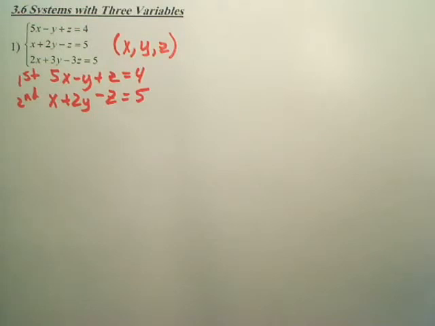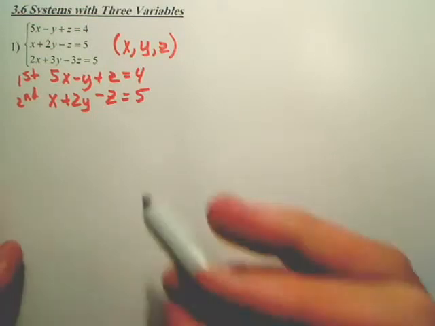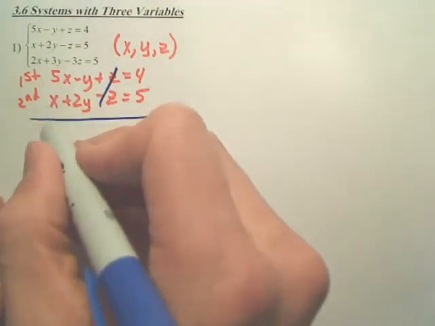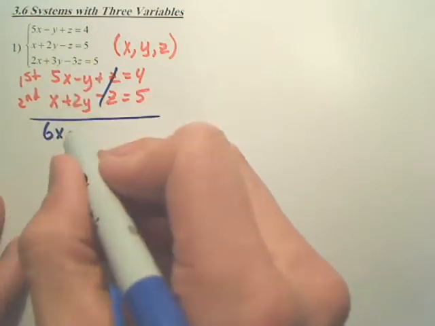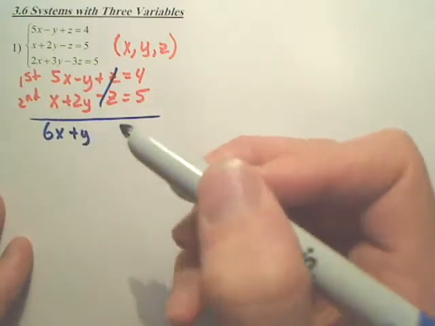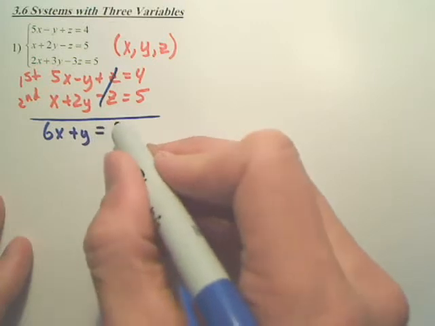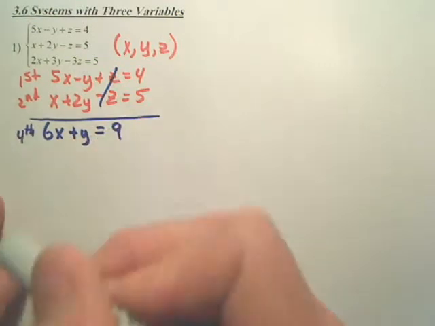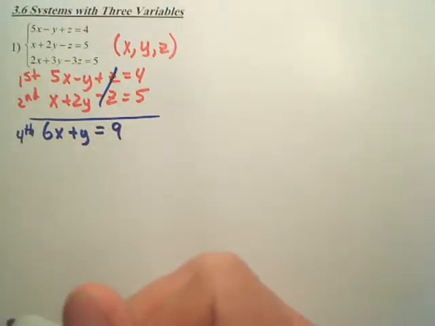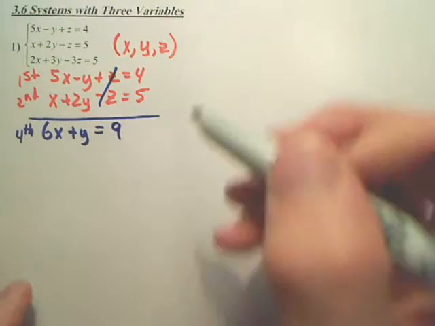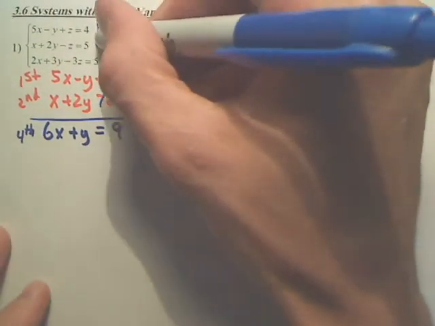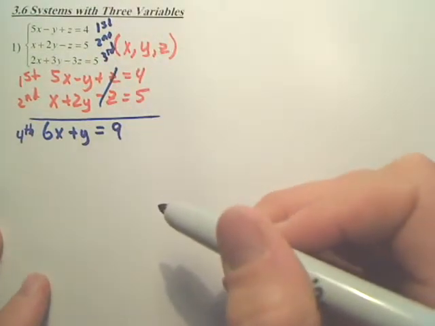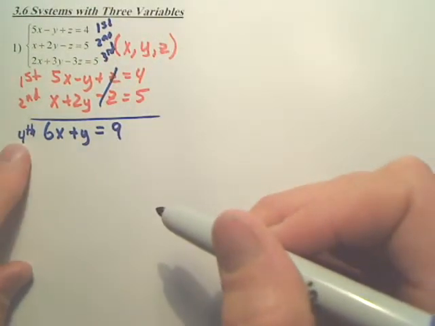This one's a really nice problem because z just easily cancels. Z is gone. That gives you 6x, positive 1y, and that gives you 9. I called this my fourth equation, just to keep track of things. You're going to get a fifth equation as well. By the way, this is your first, this is your second, and this is your third equation. Are we okay with that? Now we have a fourth equation.